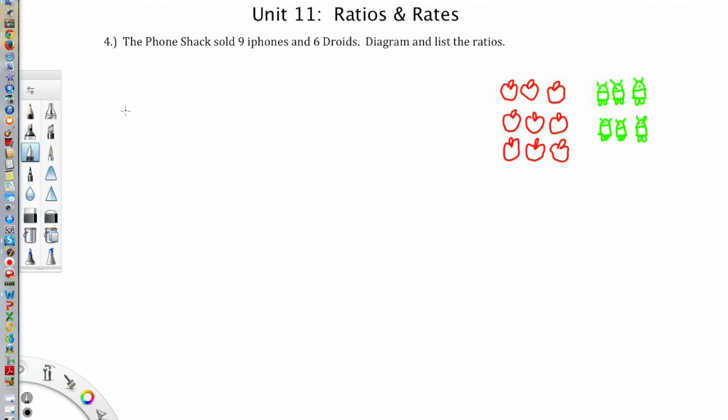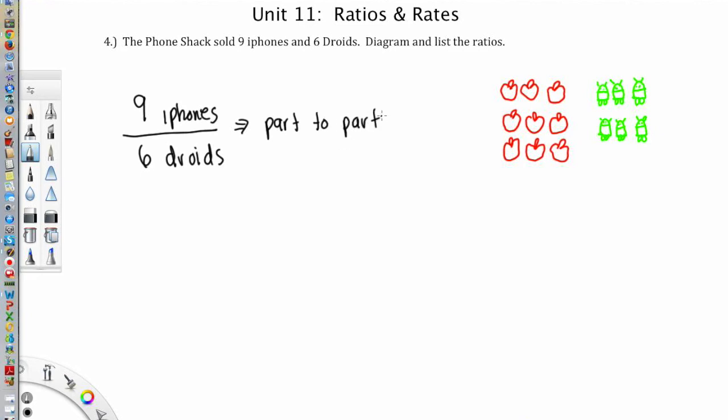Okay, so let's start with our ratios. We have 9 iPhones, you'd express it like that, to 6 Droids. And first of all, this is a part to part ratio, and we can simplify it by factoring a 3 out of both, and 3 goes into 9 3 times, and 3 goes into 6 2 times. So this would be a 3-to-2 ratio, 3 iPhones to every 2 Droids that were sold at the Phone Shack.